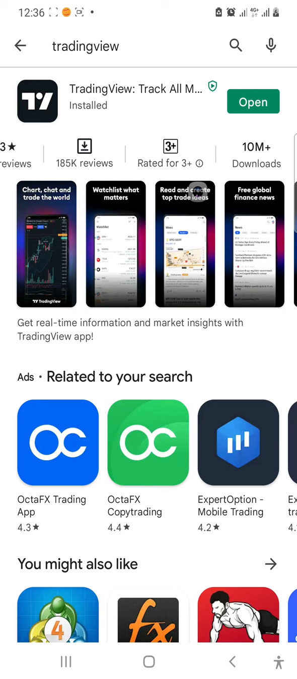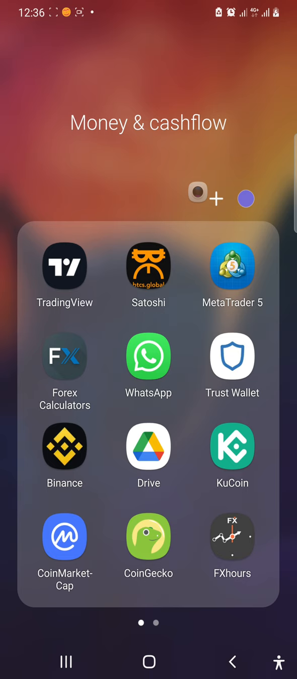So we will go back to our money and cash flow folders. All right, so we're in our money and cash flow folder now, and we would actually be going to TradingView.